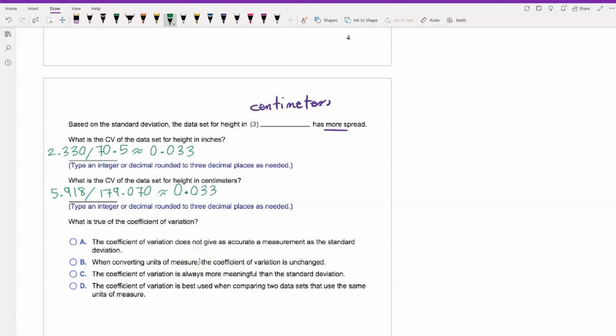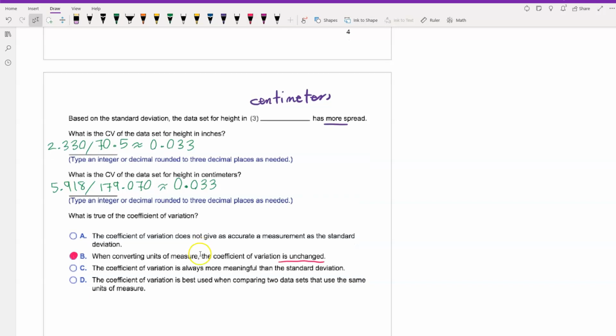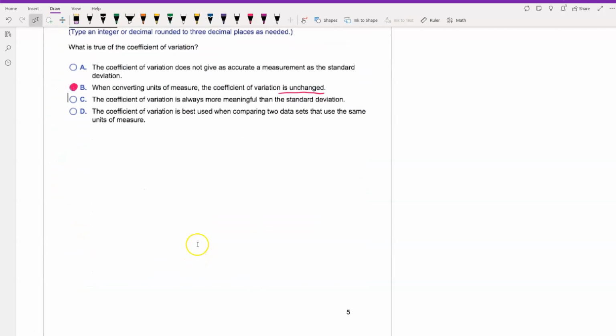Next part, what is true of the coefficient of variation? So after finding the answer for both of these, here we have same answer. So based on what is given, this is what we have. Coefficient of variation is unchanged. So it is part B. The answer is B.